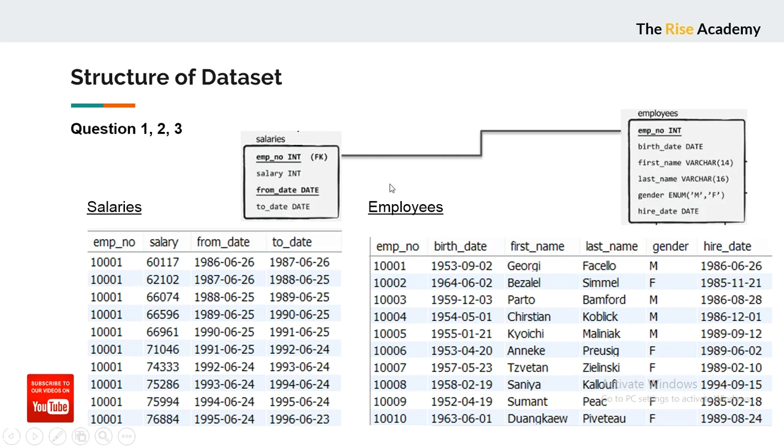And in the employees table, we have employee number, birth date, first name, last name, gender, and hire date. This kind of basic information. If we want to join these 2 tables, we can join them on employee number.